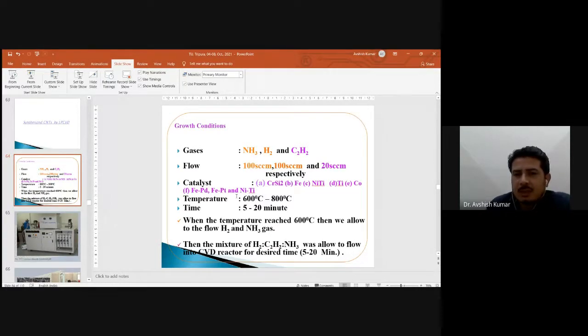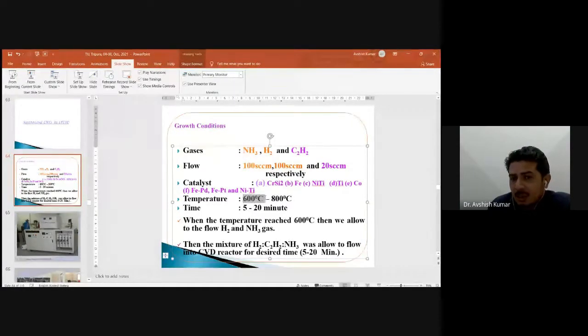Then the temperature, these are the growth temperatures. You can use 600 degrees centigrade to 700 degrees centigrade. If you compare it with the PCVD system, here the growth temperature is a little bit more, and in some cases it is even more than 1800 degrees centigrade. We have optimized these parameters and the growth time. This is basically the growth time, which we have kept at 5 to 20 minutes, but you can optimize it.